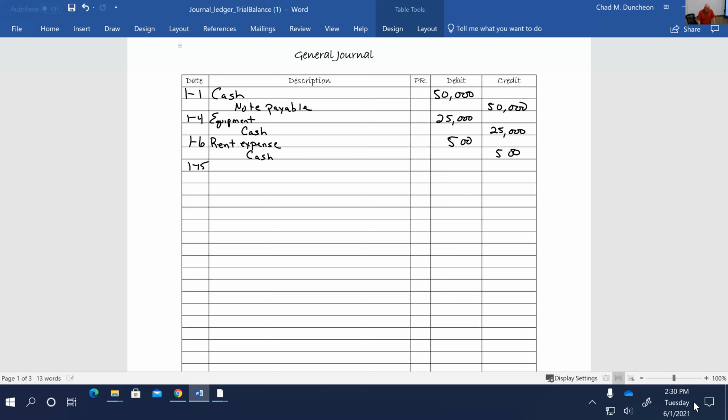They owe us money now. They're going to pay us later. When somebody owes us, that is an accounts receivable. Accounts receivable is an asset. They owe us more, so we can increase our asset with a debit entry, and we increase our revenue. In this case, we provided a service, so it's service revenue in the amount of $10,000.